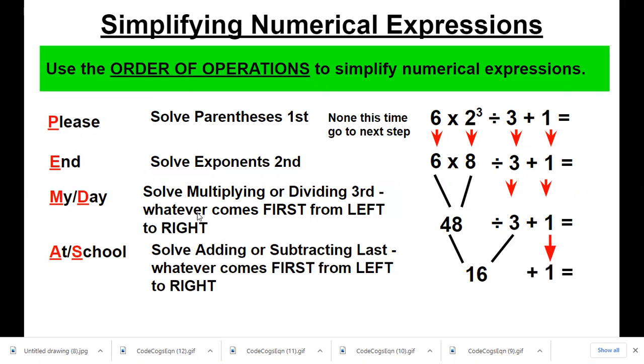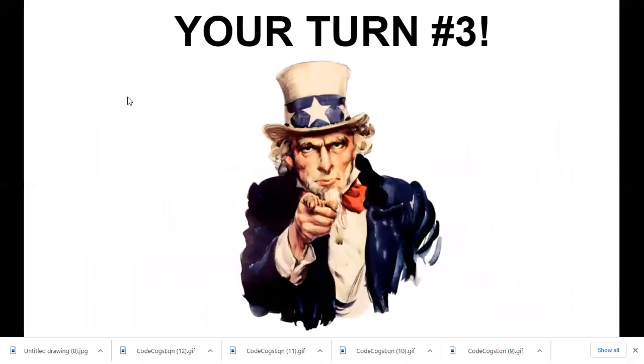And then I can do my adding and subtracting. 16 plus 1 is 17. There's your answer. Okay, you get to try some of these. I'll see you back in a moment.